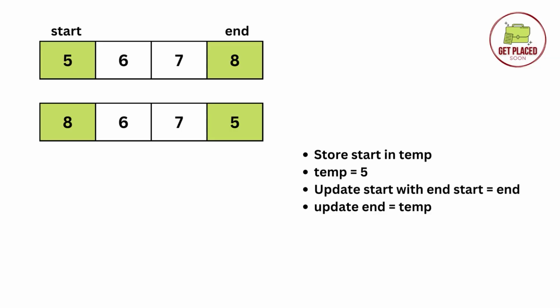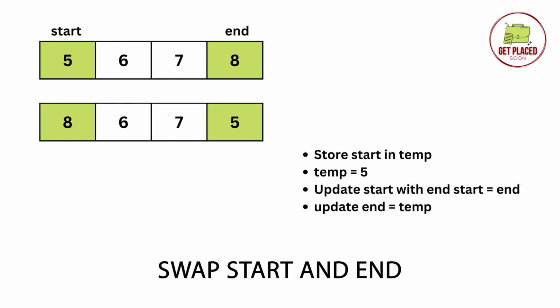The idea is to use two pointers, one at the starting of the array and the other at the end of the array. The starting of the array being the first element and end of the array being array length minus 1, which is the last element. Now our job is to swap starting and ending.